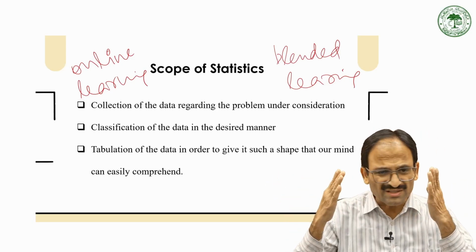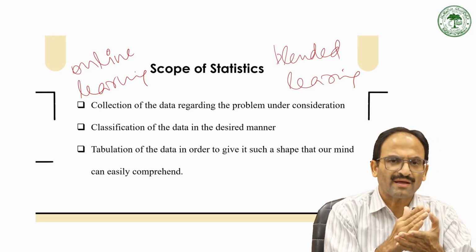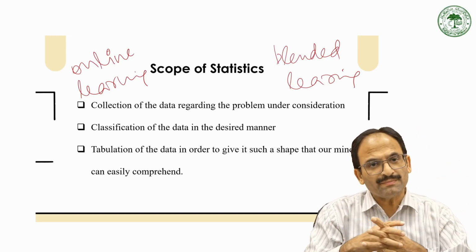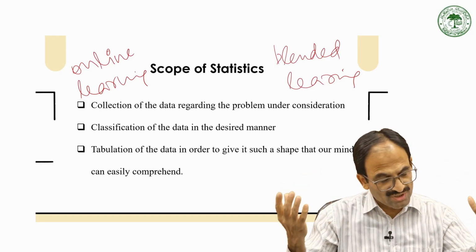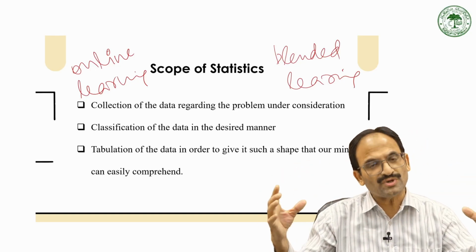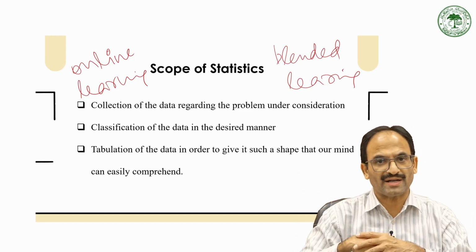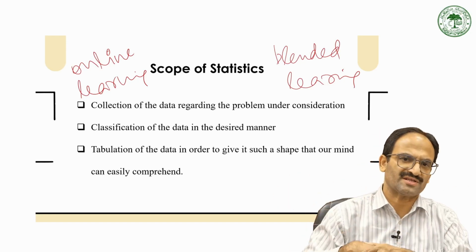This is a basic scope of statistics: you collect the data. Suppose you are facing some problem and you want to get the solution. It will not be possible unless you collect the data regarding the problem under consideration. This is the first scope of statistics.